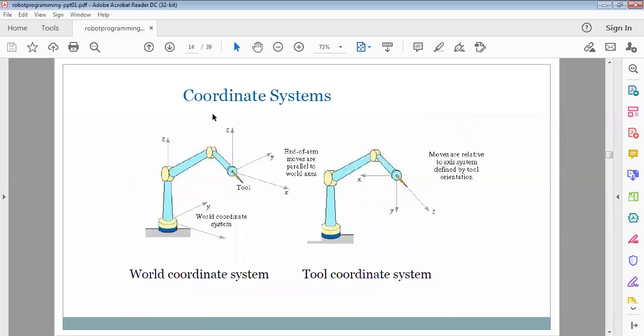Here you can see coordinate systems, two kinds of coordinate systems. While writing the program, we need to know these two kinds of coordinate systems. Based on them, you can write the program easily.